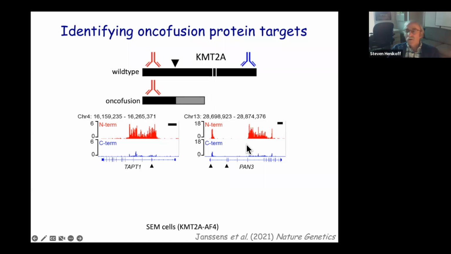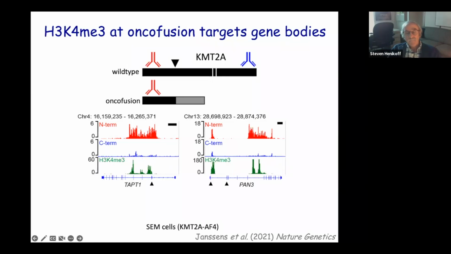Now, this was done with CUT&RUN, and then using CUT&Tag profiling, Derek noticed something interesting for H3K4 trimethylation. This is a mark of active promoters, and the promoters are indicated by these arrowheads here. But what you see is that we're getting aberrant methylation in the gene bodies in particular places, just where the oncofusion protein is bound.